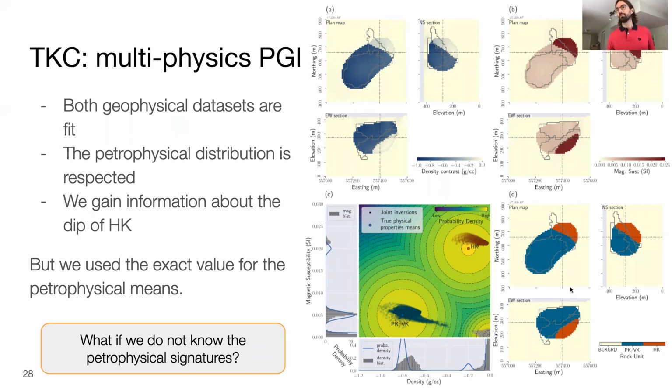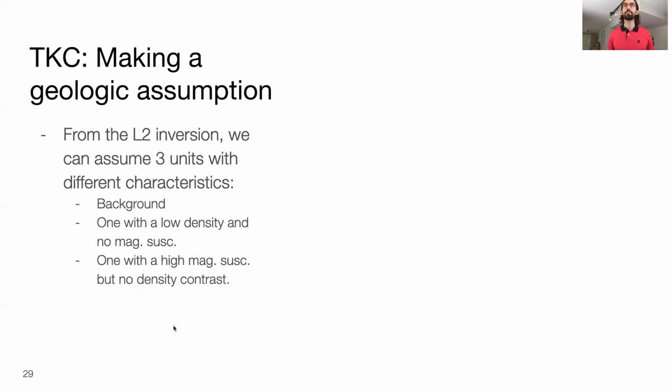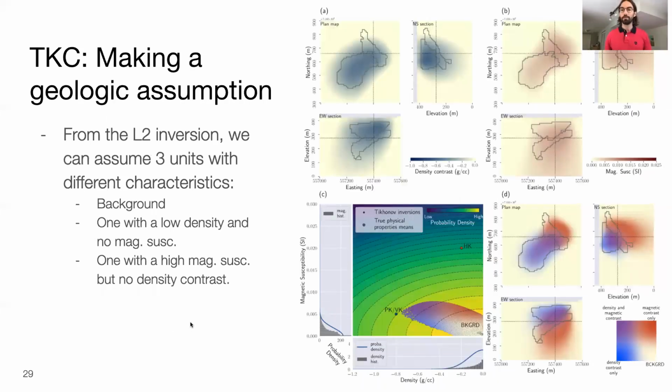And in the geological model, what we can see here is that we have information we didn't have before. Like we have some information about the dip of HK, which was appearing just as something spherical before. So that's the result using the full petrophysical information. But as I said before, we're unlikely to have it in real life. So what do I do if I don't know the real petrophysical signatures? Well, I can make assumptions about what's happening here.